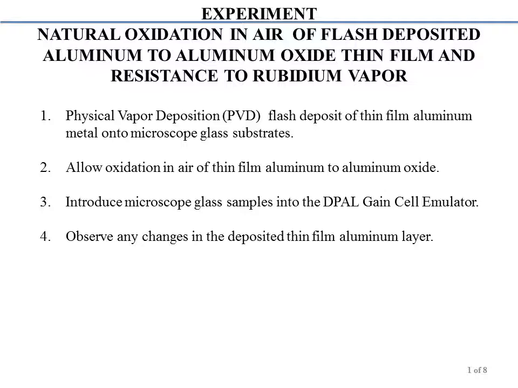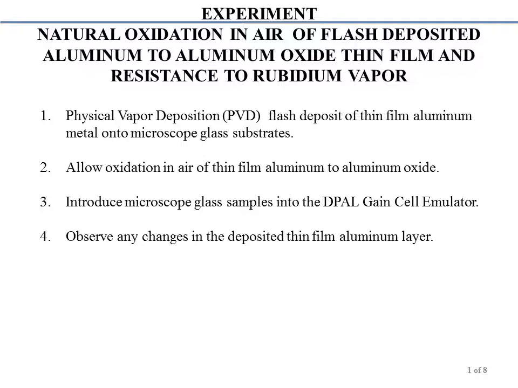In the next slide, we'll go through an experiment in which thin film aluminum was deposited on optical windows and allowed to naturally oxidize in air. Step 1, physical vapor deposition or flash deposition of the thin film aluminum metal onto microscope glass substrates, followed by oxidation in air of thin film aluminum to aluminum oxide. Then we introduce the microscope glass samples into the DPAL gain cell emulator and then observe any changes in the deposited thin film aluminum layer.